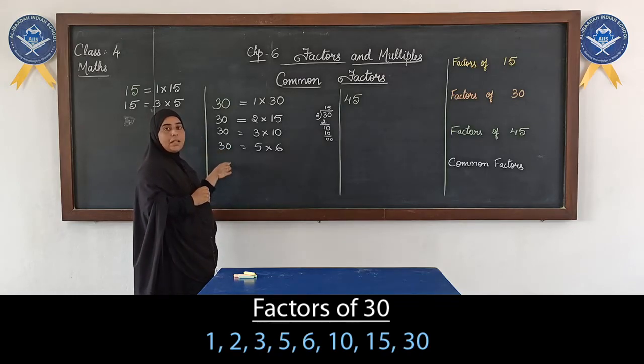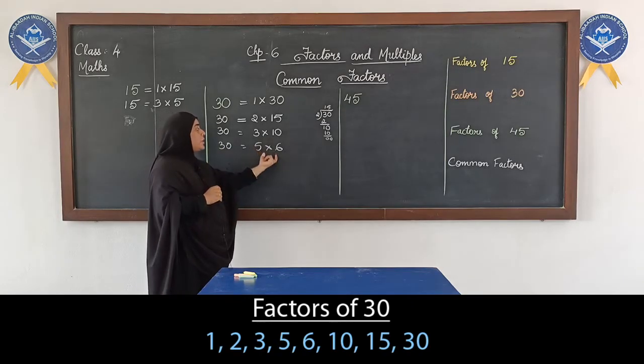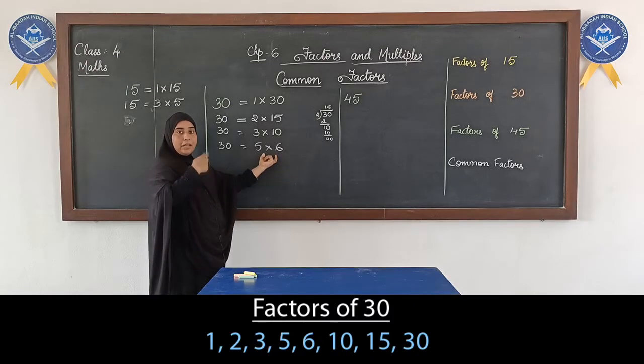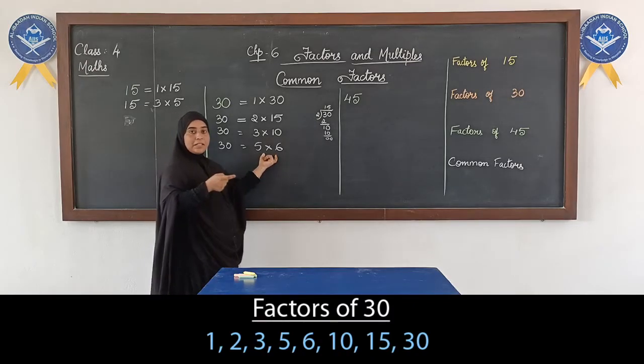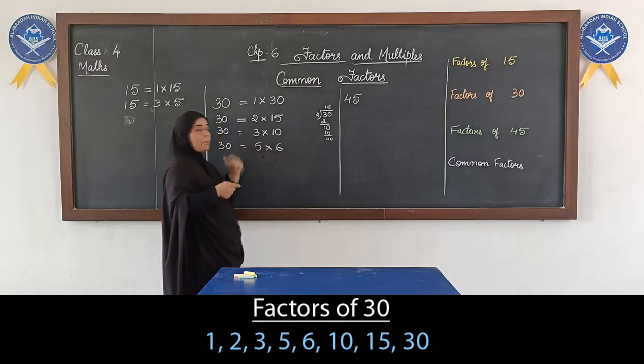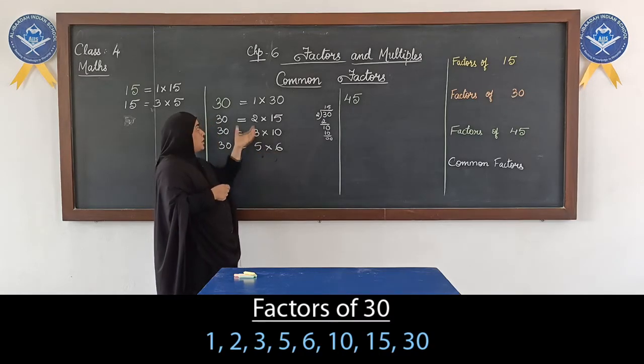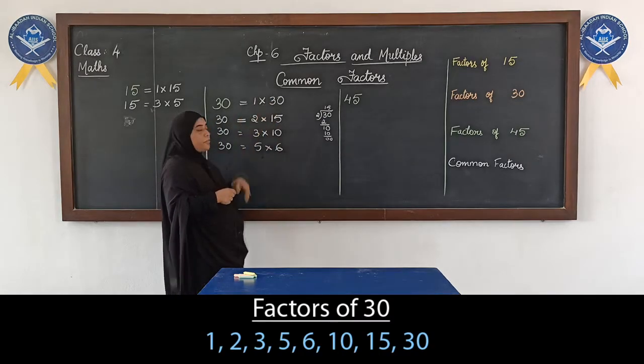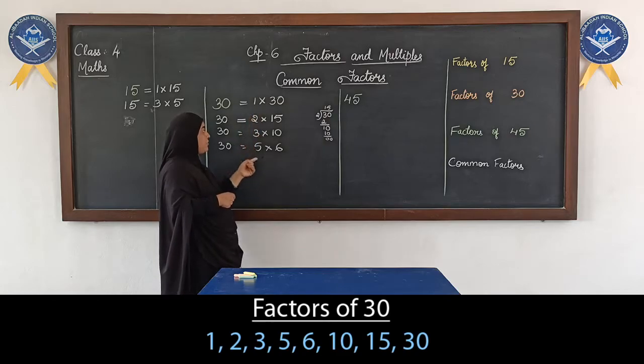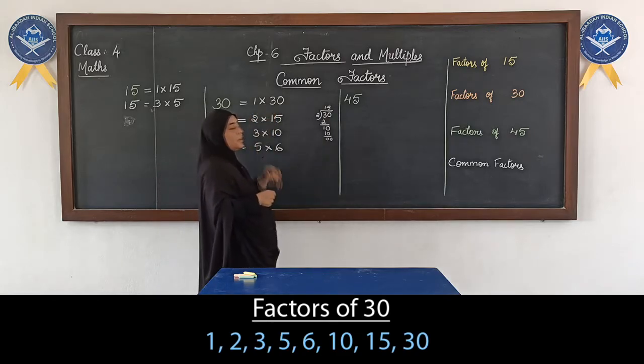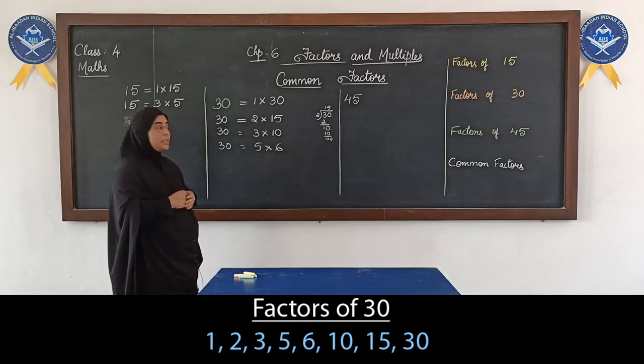Next, 6. 6 into 5 is 30, that we already got over here, right. Again, now from 6 the factors start repeating. So, we will stop our search over here. All these are the factors of 30. 1, 2, 3, 5, 6, 10, 15 and 30 are the factors of 30.